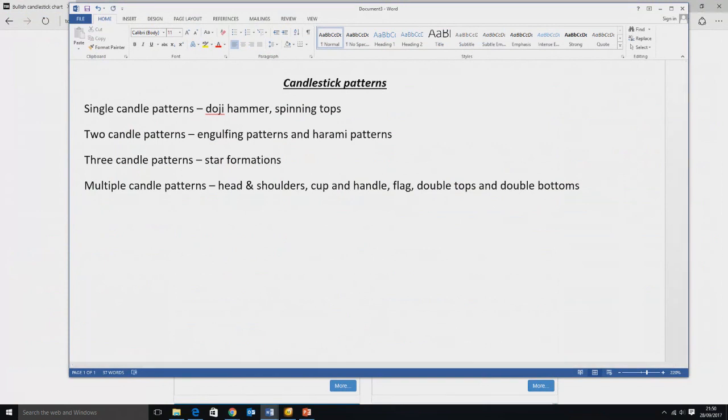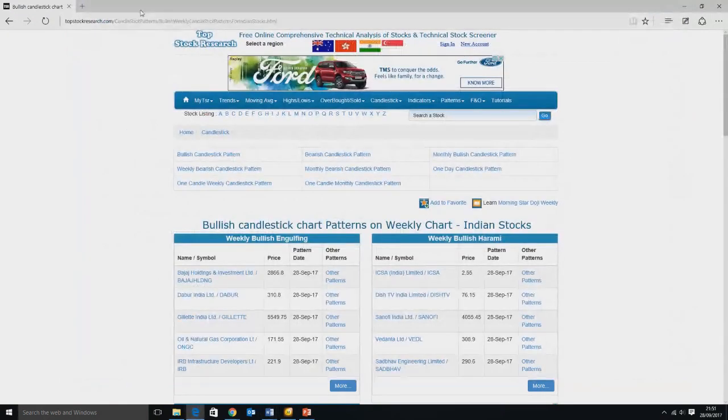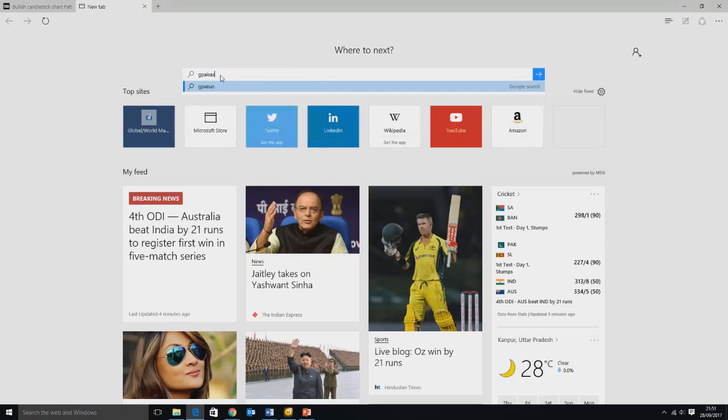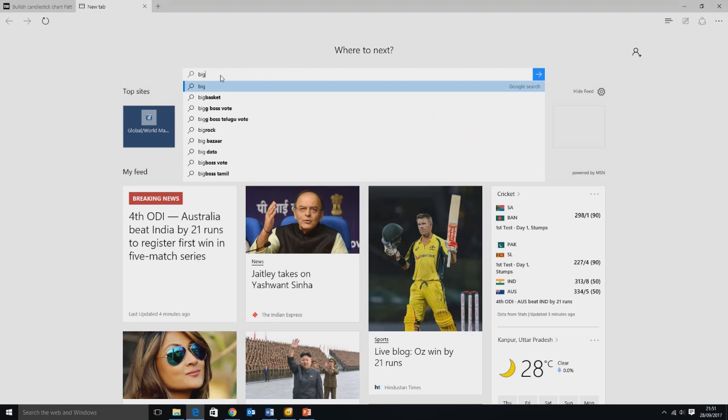This is topstockresearch.com. There is another site which is called Big Paisa. That is also a good site to have, but this Top Stock Research is a very nice one.